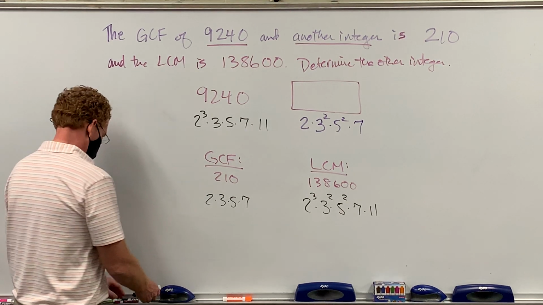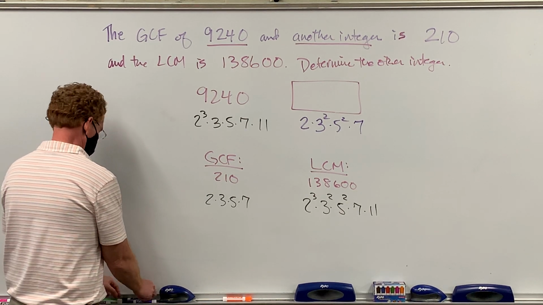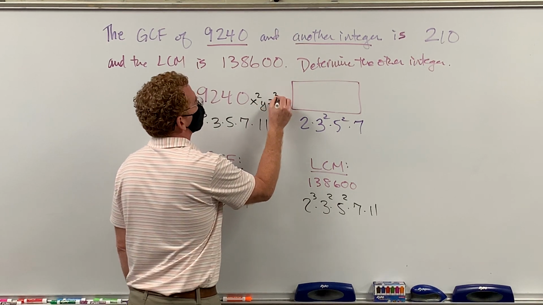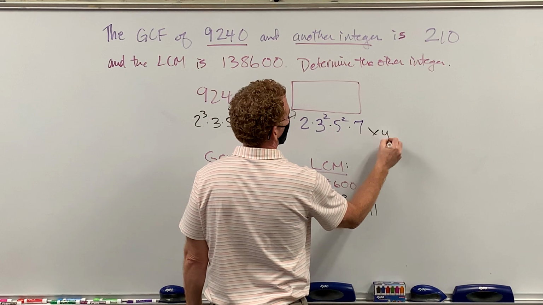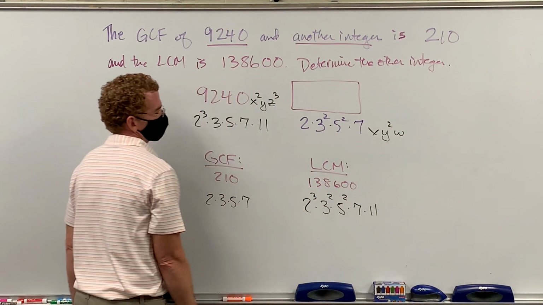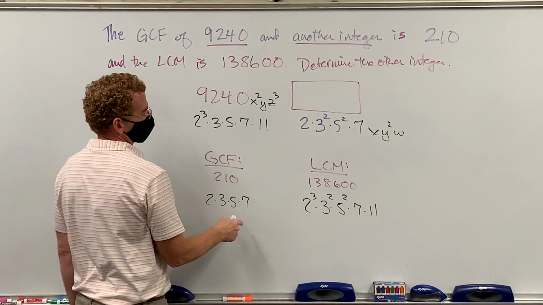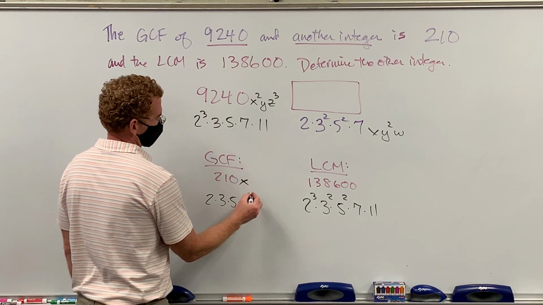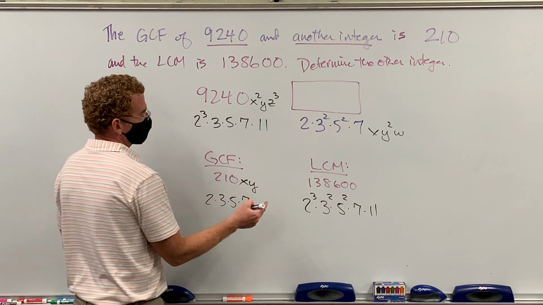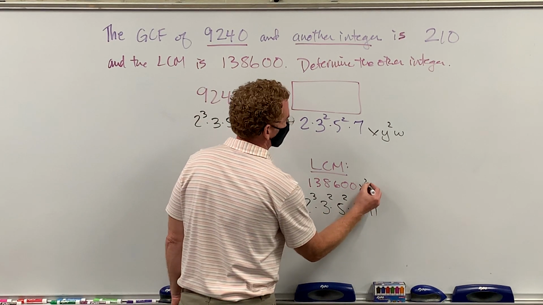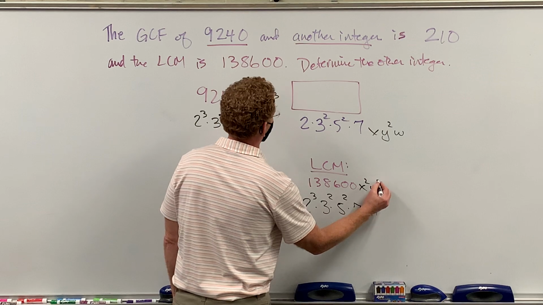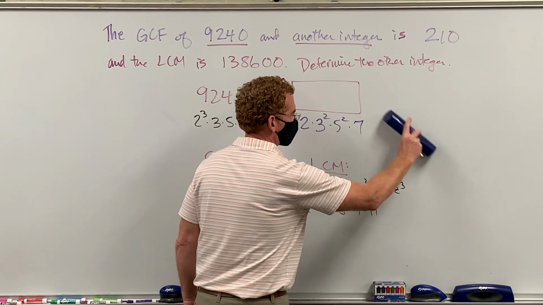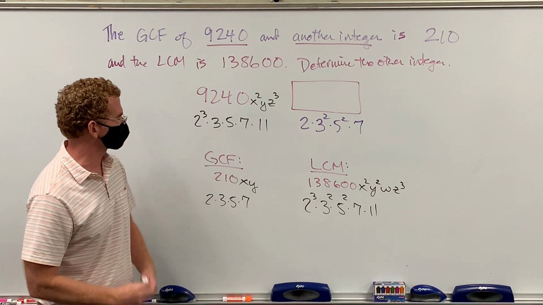So hypothetically, what if this had an x squared y z cubed, and this had an x y squared w? Pretend you don't know that yet. Then my GCF would have been an x, right? And a y, and that's it. But my least common multiple would have been an x squared, a y squared, a w, and a z cubed. So not knowing that, see how it's essentially still the same thing?